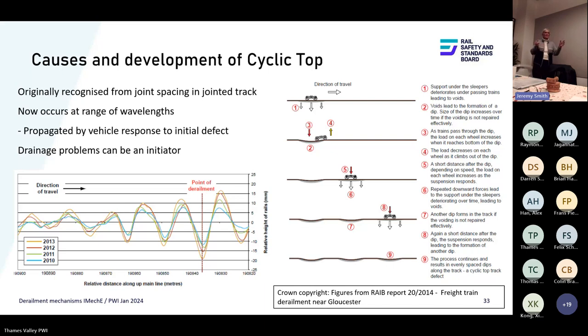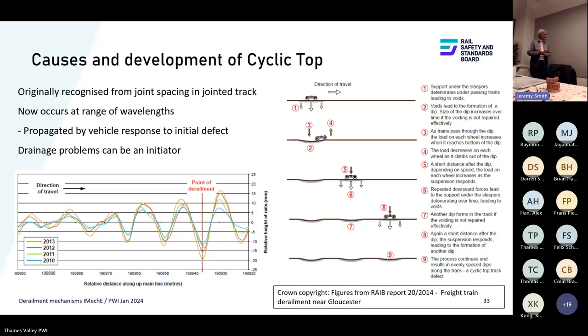All the container trains on that route were running at the same speed at that location. They were all similar vehicles. So every one of them responded to that drainage problem and put in another one and another one and another one. So over time, the vehicles put that damage into the track and then they responded to it. And you can see that very nice diagram from the RAIB report into Gloucester about how it develops.